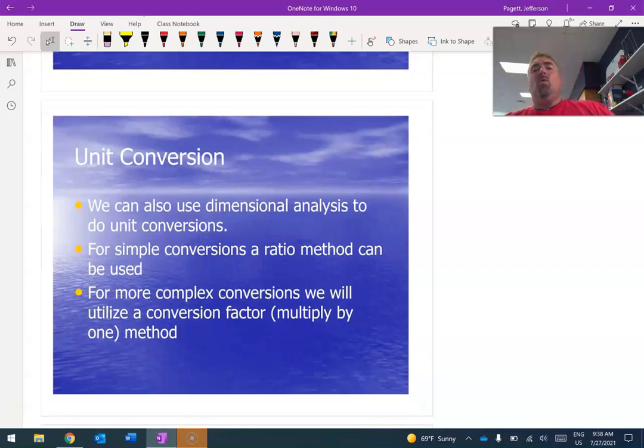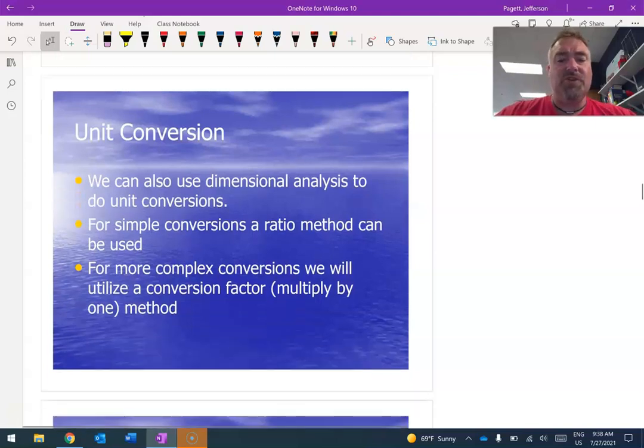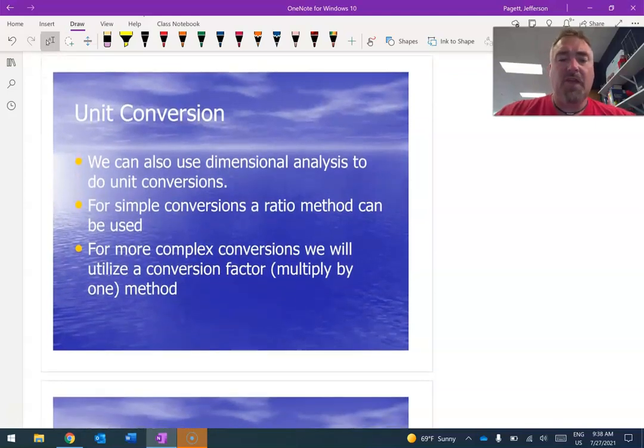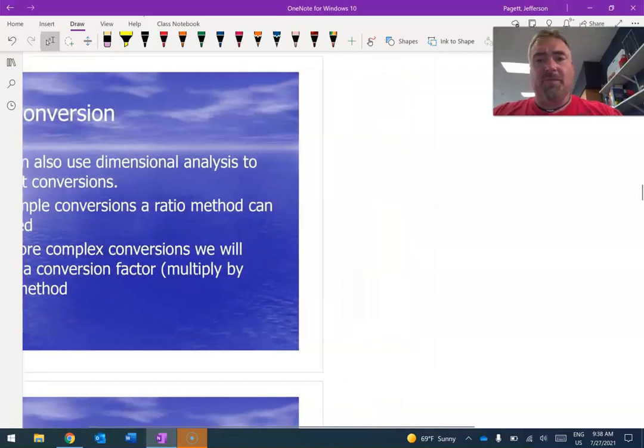We're also going to talk about unit conversion. We're going to use dimensional analysis to do unit conversions. For simple conversions, a ratio method can be used. For more complex conversions, we're going to use a conversion factor multiplied by 1 method. Both of those we talked about last year, and I'm going to do a quick example of those.